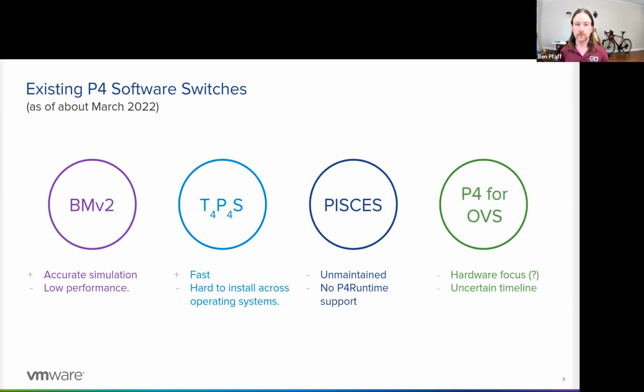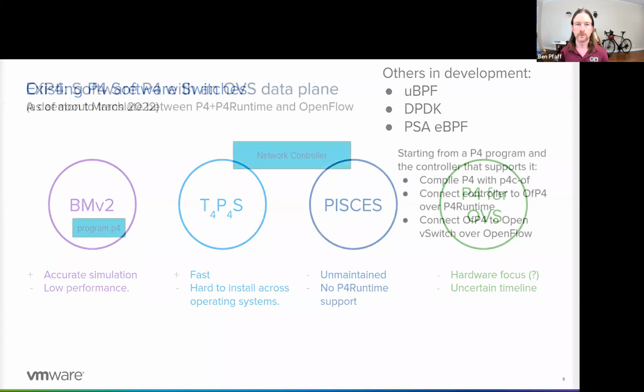Finally, I've seen folks from Intel working on a P4 implementation for OVS. My impression is that this has a hardware focus. That is, it's mainly for letting OVS control P4 capable hardware. I'm interested in a P4 implementation for software instead. I'm also not sure of the timeline or the goals. There's a few other P4 implementations in the works. I don't know much about these, but I don't think they suit my goals either. So that's what led us at VMware to do some experiments toward a P4 implementation using OVS.